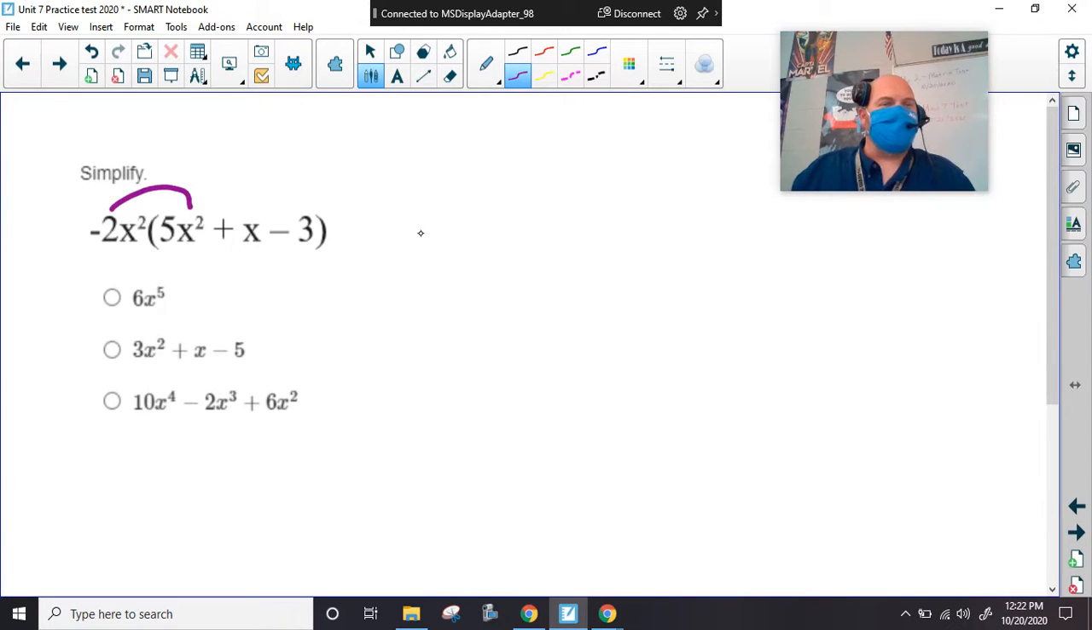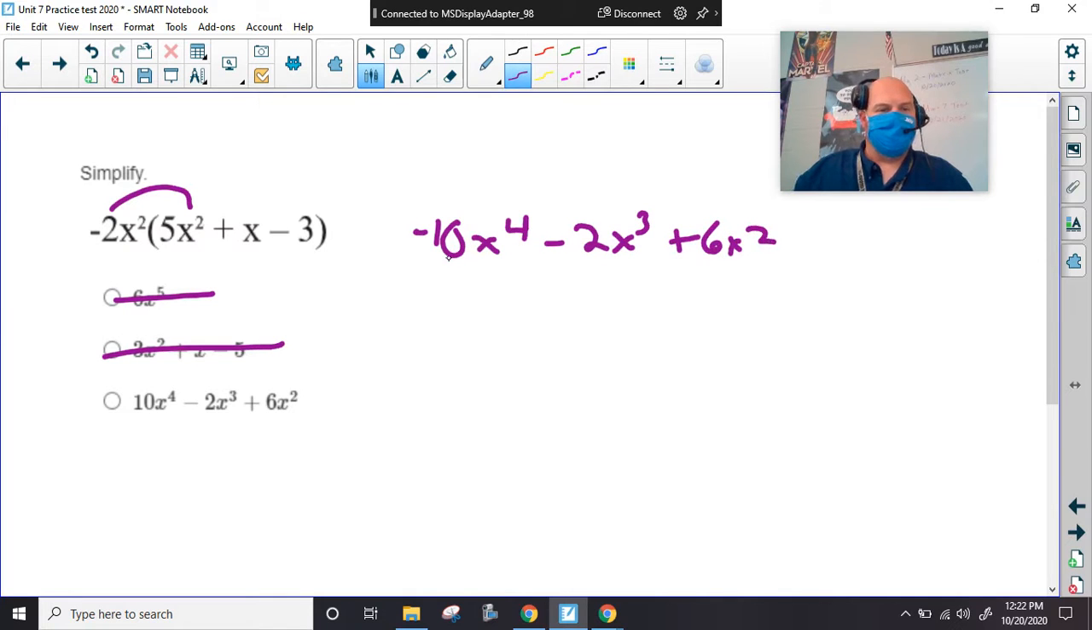All right, so -2 times 5 is -10. And we're going to have x to the 4th. This should be -2x to the third. And then plus 6x squared.